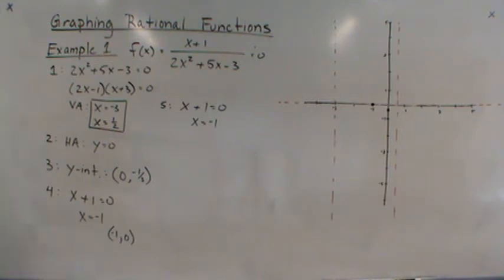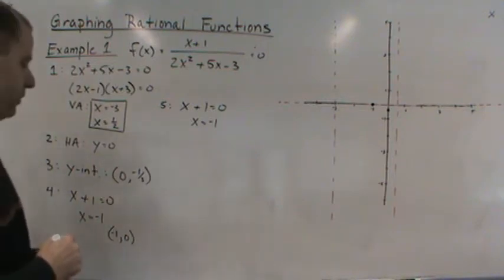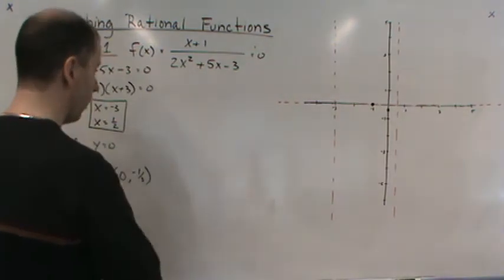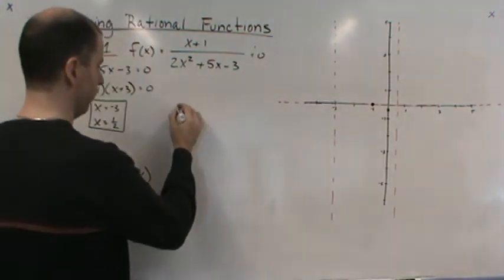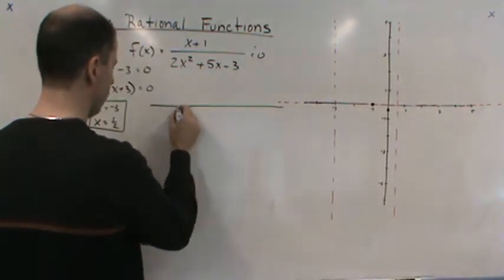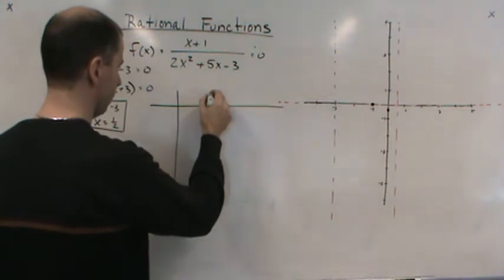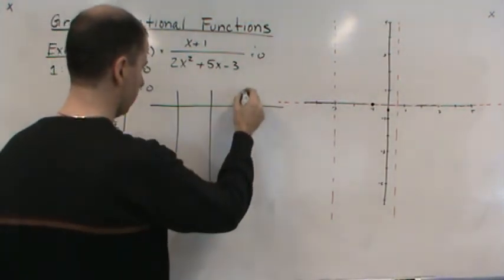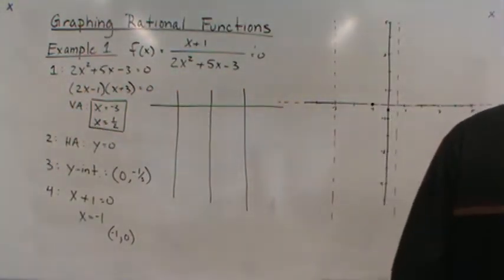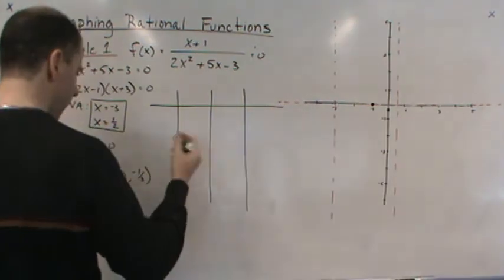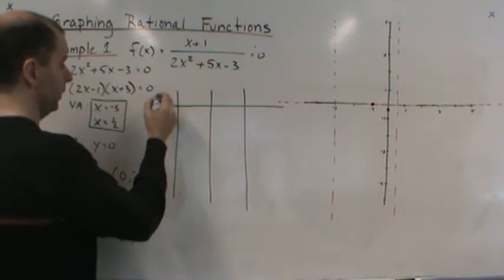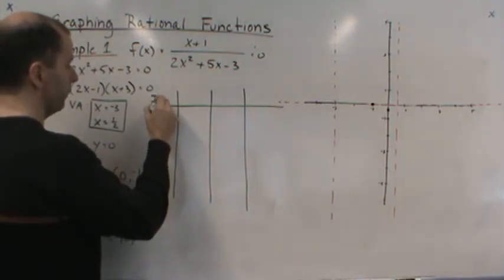So now what? Now we want to find test points. And step number 6 is where we're going to pick our test points. Okay? So now what I'm going to do is draw a table, so we can find our intervals and find out whether we're above or below the x-axis and stuff. Okay? So, here's our interval.